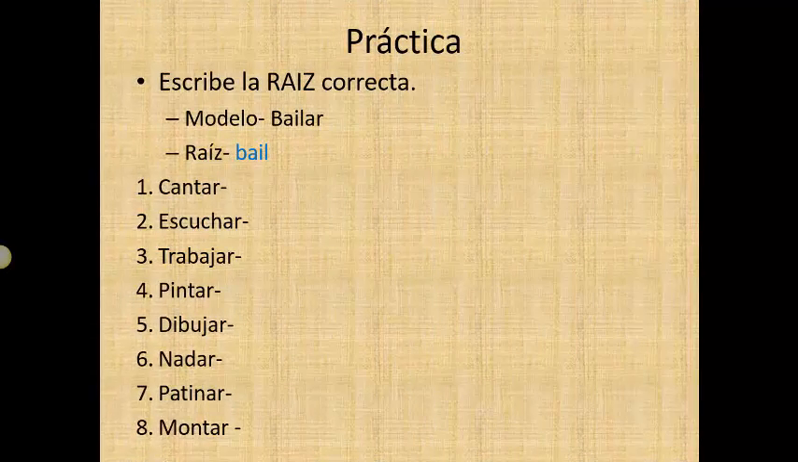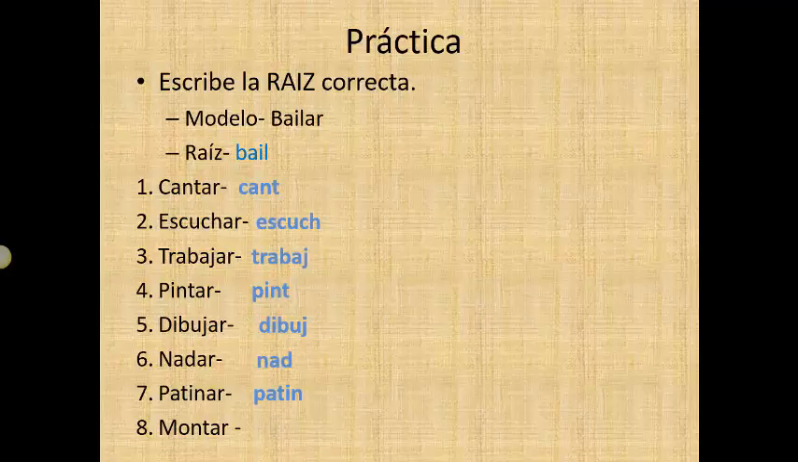And then here we go. So we've got a couple things here. Number one, you need to write the root for these verbs. So go ahead and pause it and write the root, la raíz, for these verbs. There's an example for you: modelo, bailar, the root of bailar is bail. Cool, so now you've paused it and you've gotten these done, so let's see what they look like. These are the roots for all these verbs. So make sure you got that right.